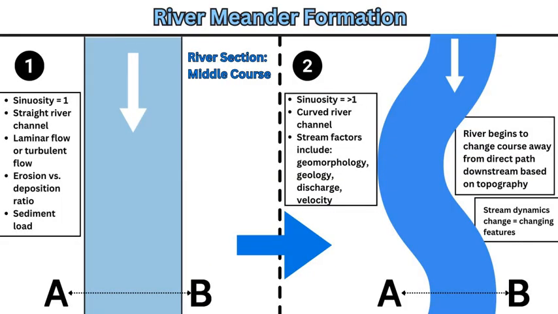The formation of a meander occurs in certain stages and phases. The first would be just a straight river with a sinuosity of 1, which is the index or level or degree of path deviation from a straight line. So 1 would be a straight line. Anything that has a meander would be over 1 or greater than 1. So it's a straight river channel with either laminar flow or turbulent flow, and you have a certain erosion and deposition ratio, more erosion, and the sediment load would be based on the environment, the geology, and the discharge and velocity levels of that river.